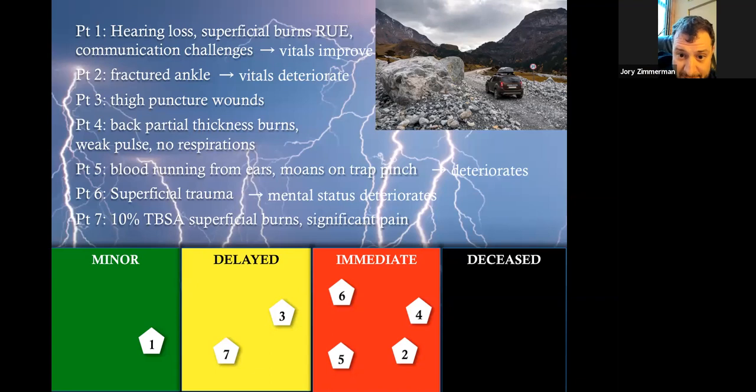Okay, and who of the immediate would you send first in that ALS ambulance? Let's see, 6, 5, 2, and 4. So 6 is the superficial trauma. 5, I think this guy with blood running from his ears has got to go.